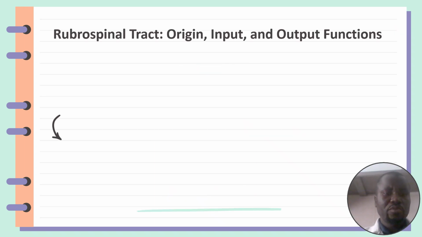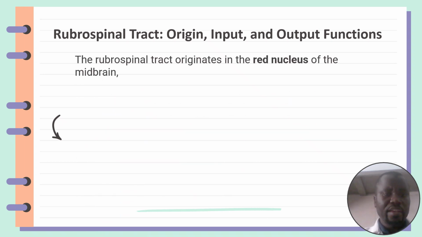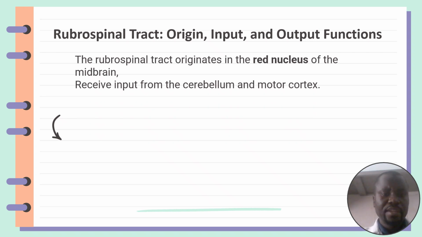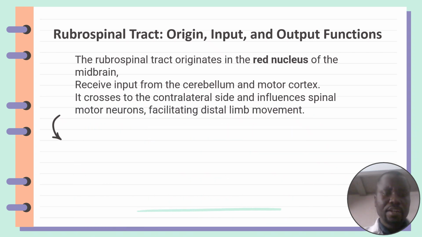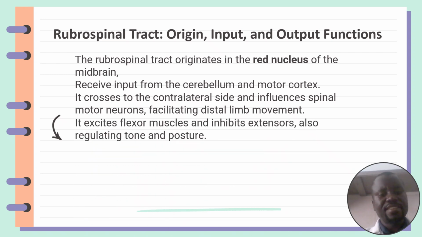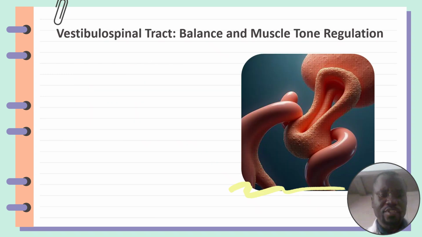We've mentioned the rubrospinal. What's the origin? What's the input? What's the output? The rubrospinal originates from the red nucleus in the midbrain, and receives input from the cerebellum and motor cortex. It crosses to the contralateral side as it projects downwards, meaning it controls muscles on the opposite side, facilitating distal limb movement. It excites flexor muscles while inhibiting extensors, also regulating tone and posture.